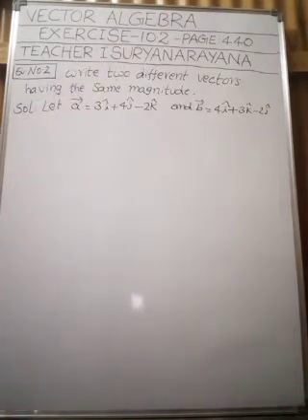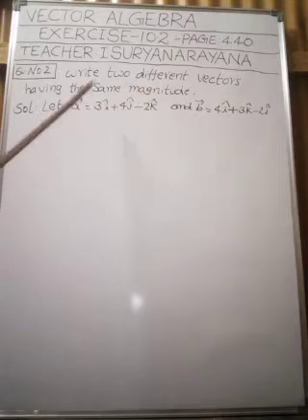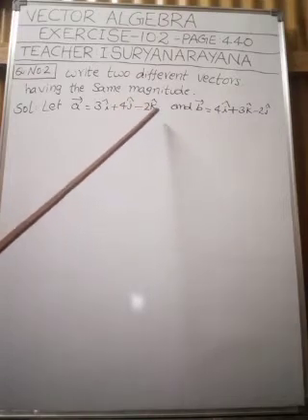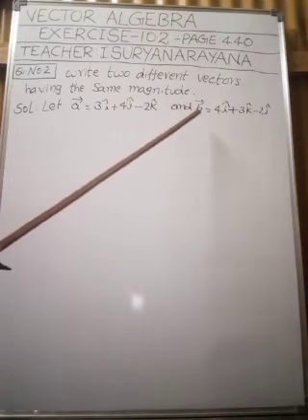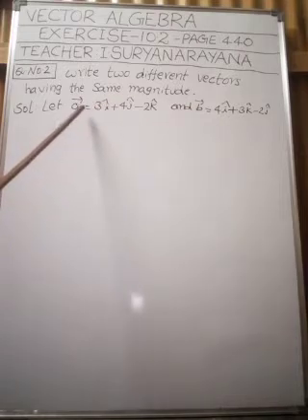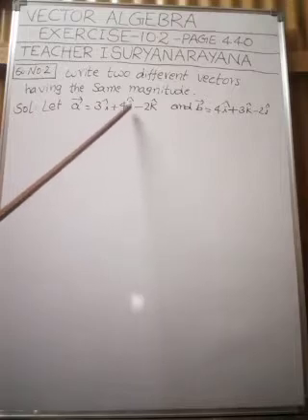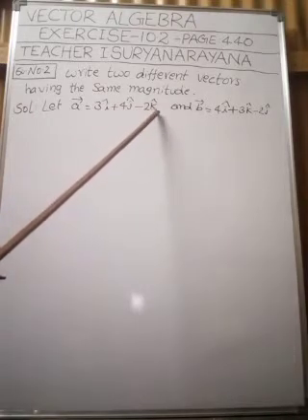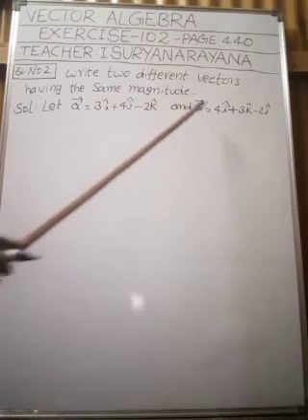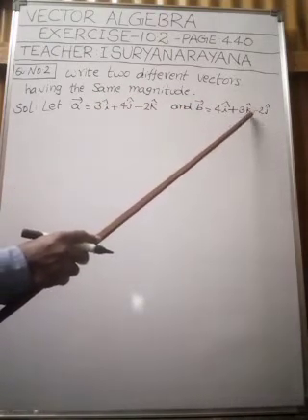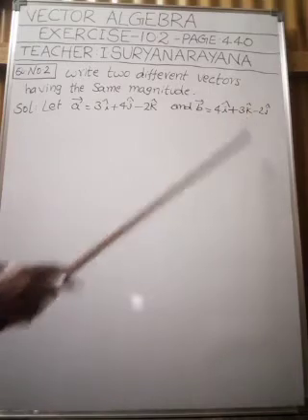To get different vectors having the same magnitude, first I have chosen a vector a bar like this: 3i cap plus 4j cap minus 2k cap. To write another vector with the same magnitude as that of a bar, I just interchange the i cap coefficient, j cap coefficient and k cap coefficient in a zigzag way. See here, what is the i cap coefficient? 3. I wrote it as the k cap coefficient. Okay, my children.